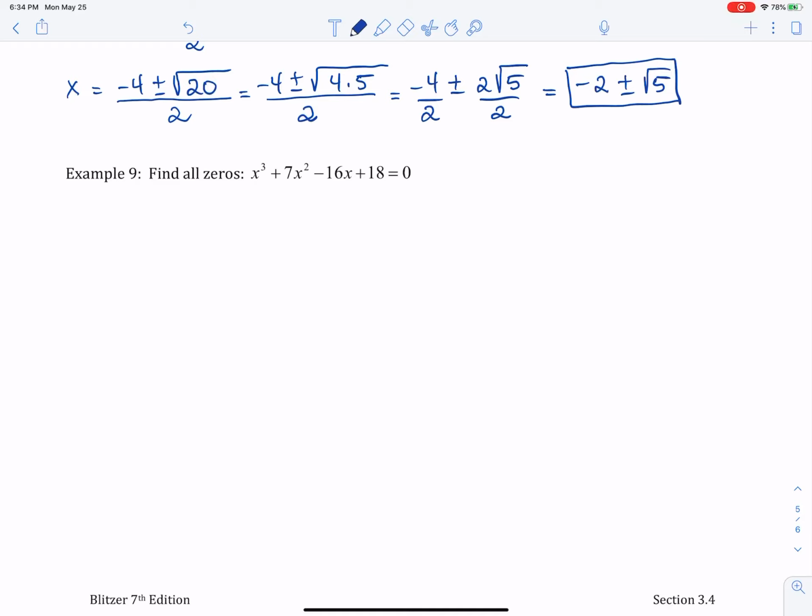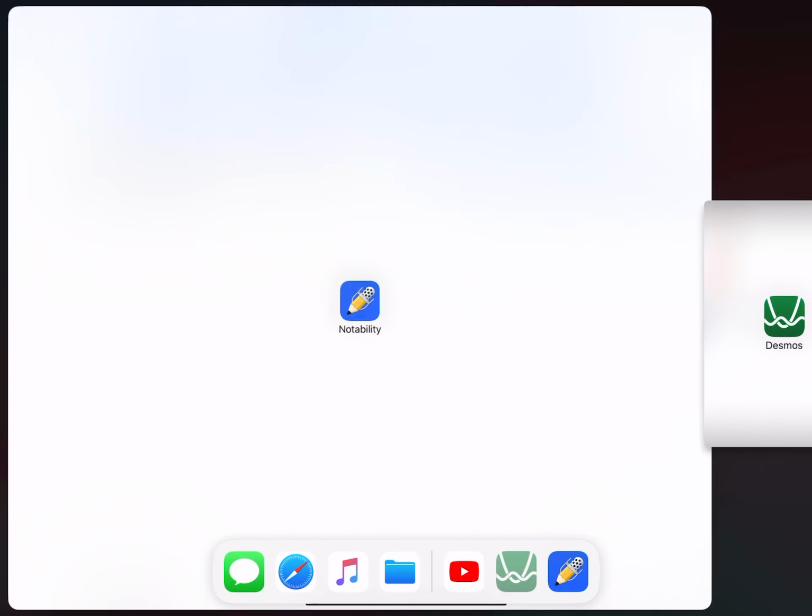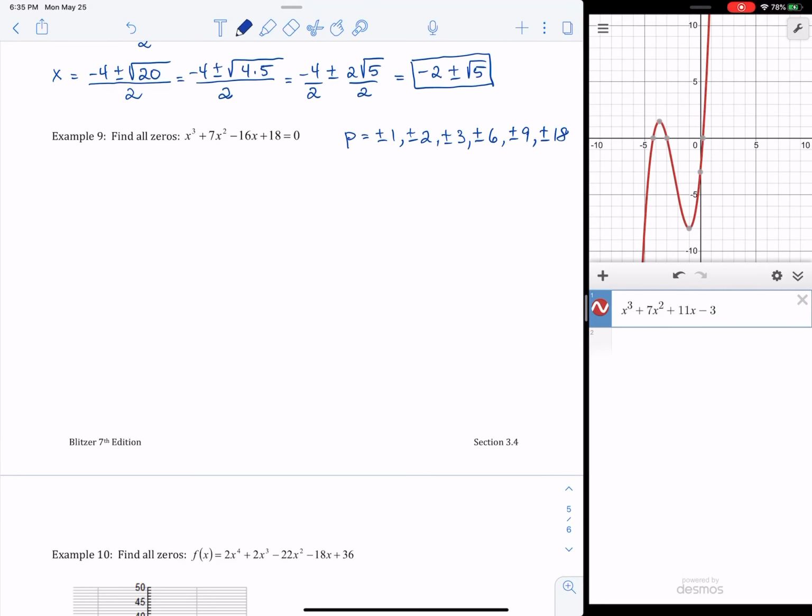And the next question, find all zeros. We can help ourselves with the graph, of course. The possible zeros would be multiples of 18: plus and minus 1, plus and minus 2, plus and minus 3, plus and minus 6, plus and minus 9, and plus and minus 18. See how many we have. So in this case it's handy to use the graph to help you out.